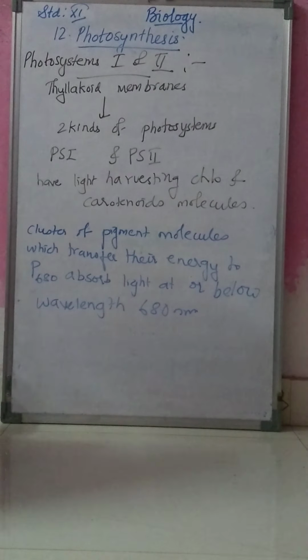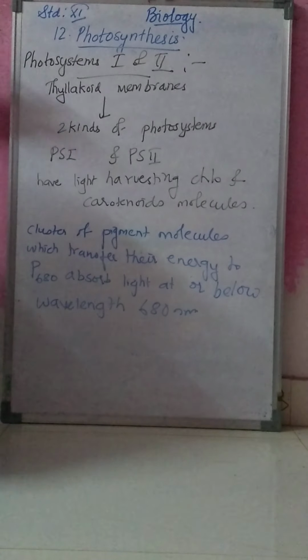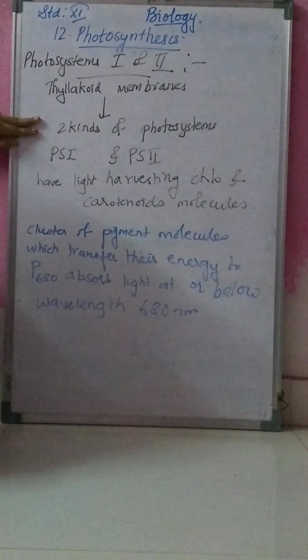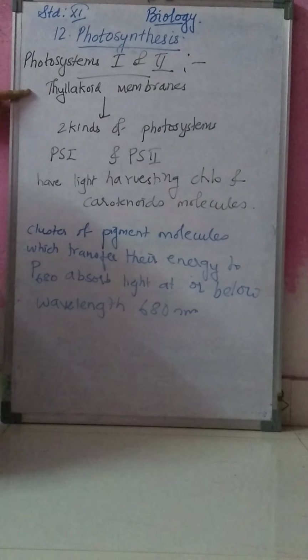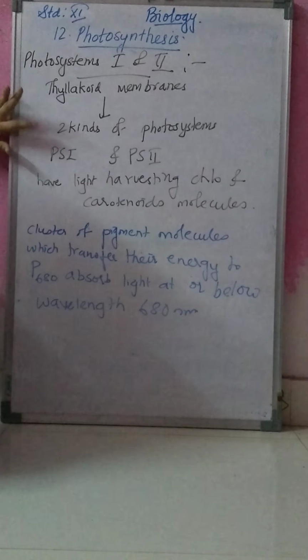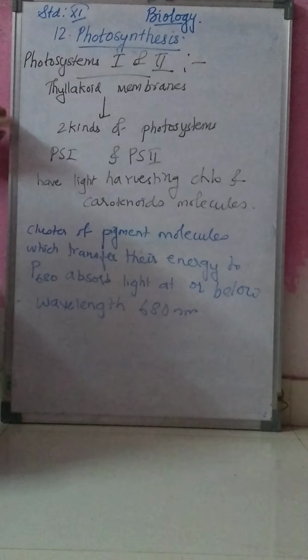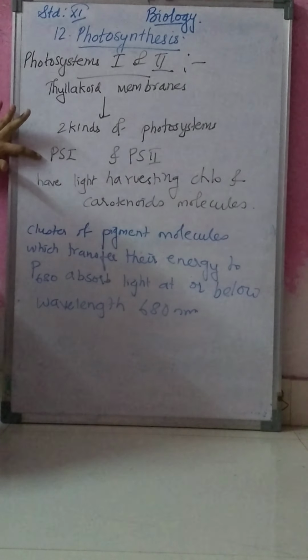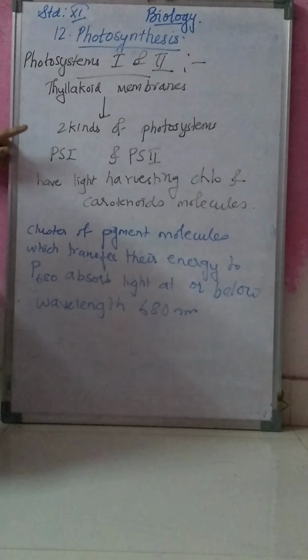Next is photosystem, that is photosystem 1 and photosystem 2. See the thylakoid membrane which is present in the chloroplast. The thylakoid membranes of the chloroplast have two kinds of photosystem. What are they? They are photosystem 1 and photosystem 2, that is PS1 and PS2.